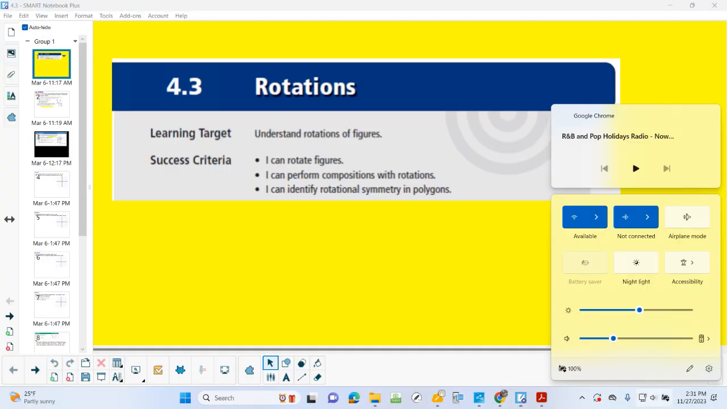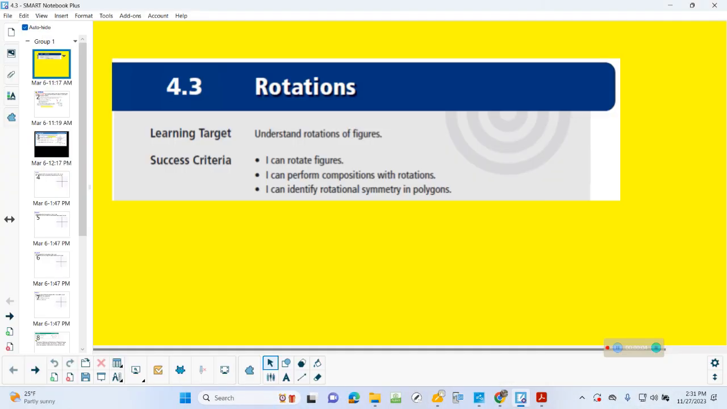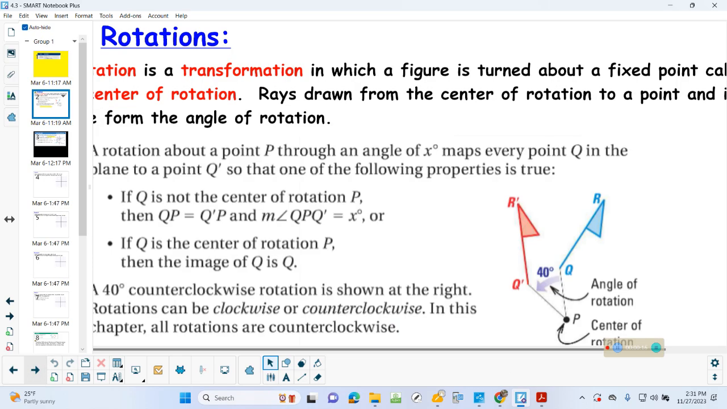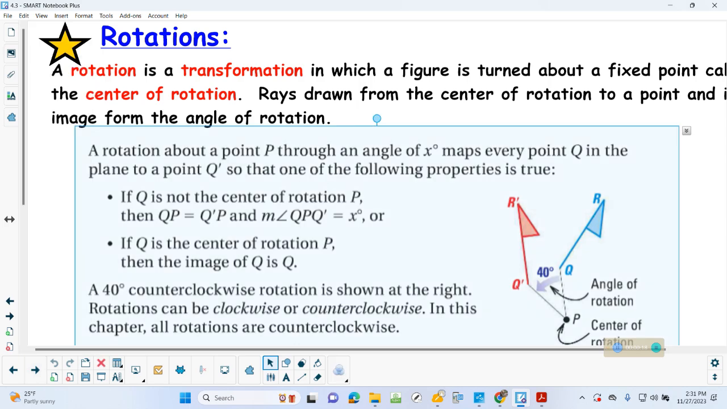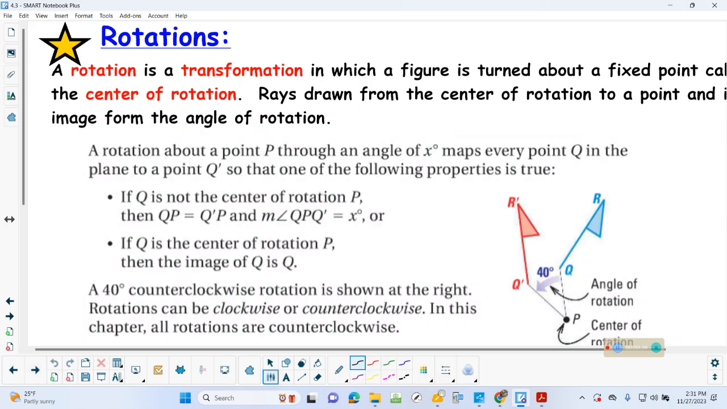So let's do it here. We're going to, of course, get into rotations. Just to review, we've already done translations: up, down, left, right. We did reflections, which was 4.2, and now we're in rotations. As always, there's a little bit of vocab we have to fill in at the very top. Let's kick it off with that.